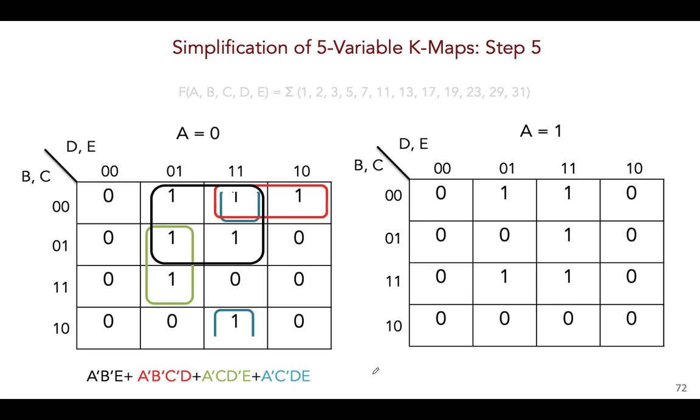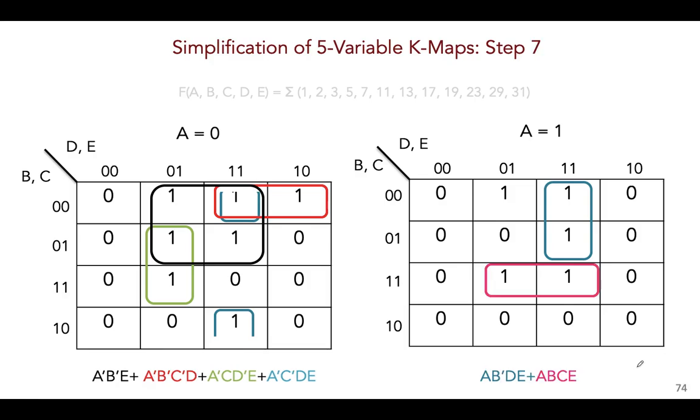And then we follow the same system of grouping of adjacent ones on the right hand side of this K-map, right? So we can start forming the groups here. This is the first group, this is the second group, all right?